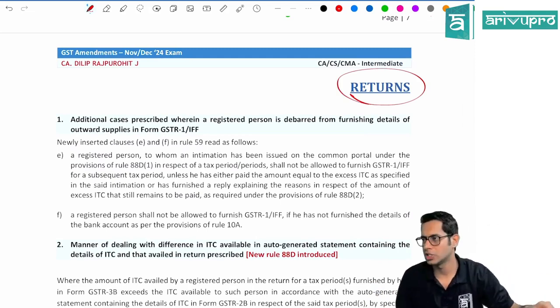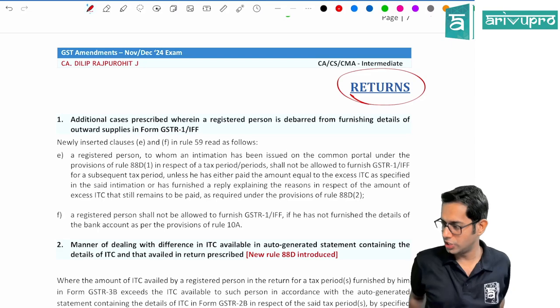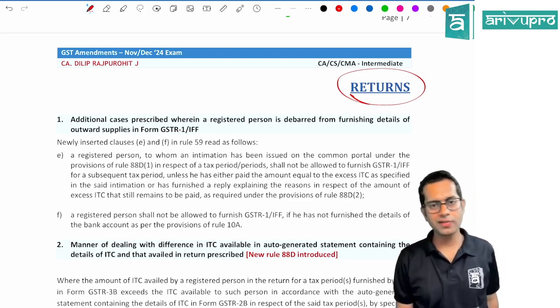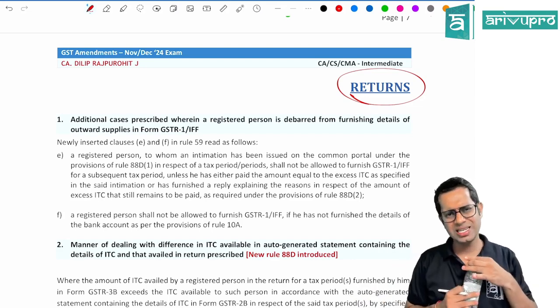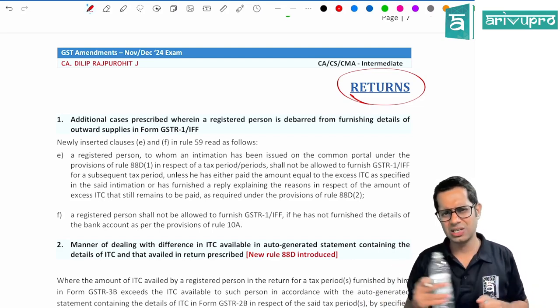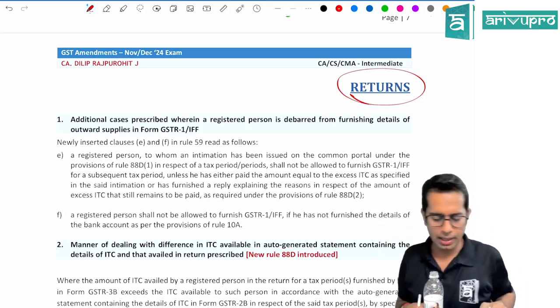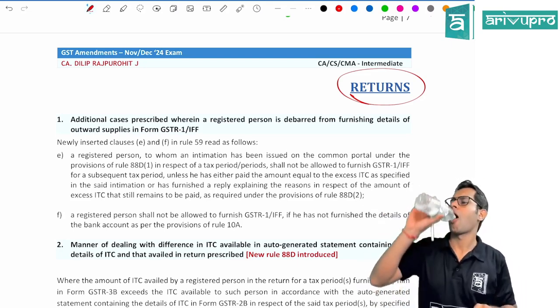The last topic for our discussion is the returns topic under GST law. This is the last topic. So almost 1 hour we have taken to do the amendment discussion of GST. Now maybe one hour discussion we'll be having for direct taxes also.